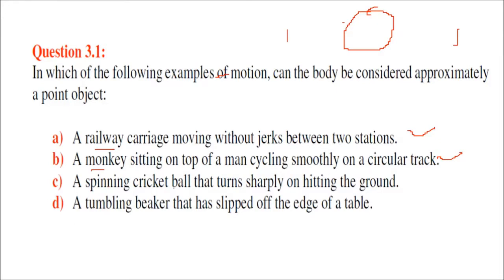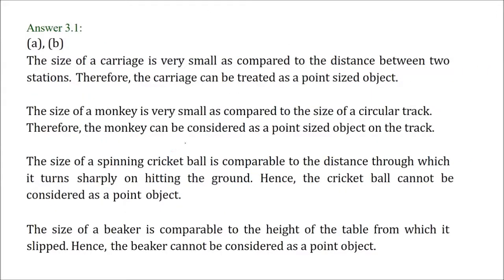A spinning cricket ball that turns sharply on hitting the ground. If we are talking about the pitch, the ball has a substantial size, so here we cannot take the spinning cricket ball as a point object. A tumbling beaker that has slipped off the edge of a table. When you talk about a table and a beaker, this object is comparable to the size of the table, so you cannot take it as a point object. This is what is being discussed here.